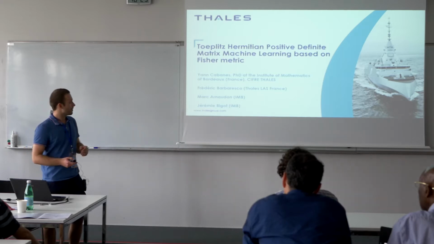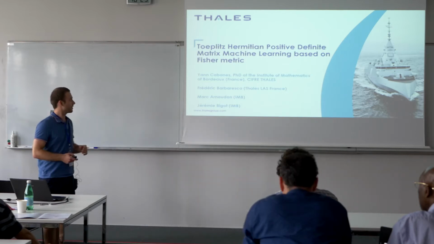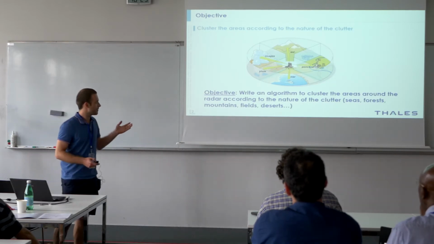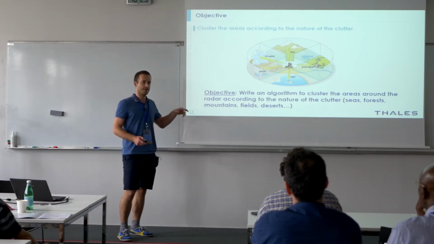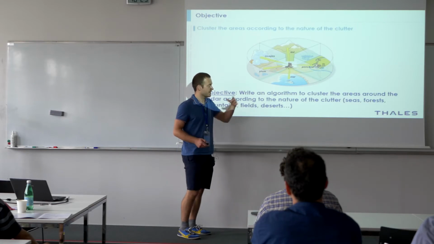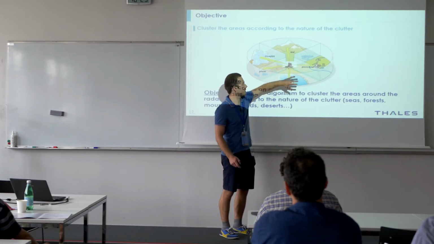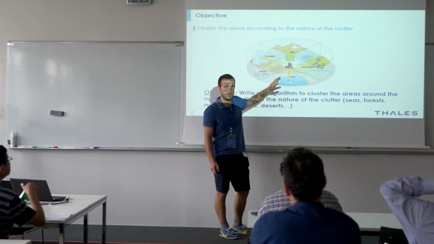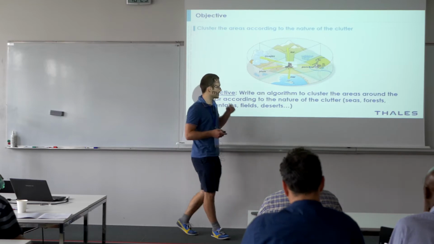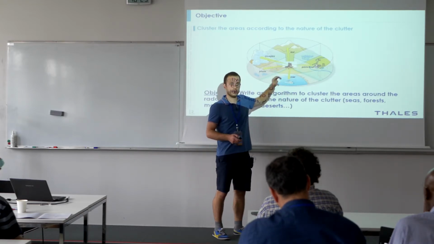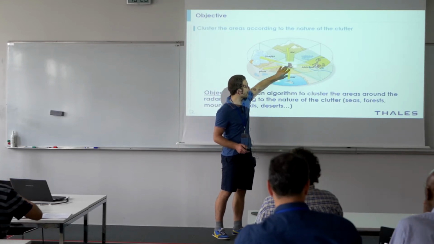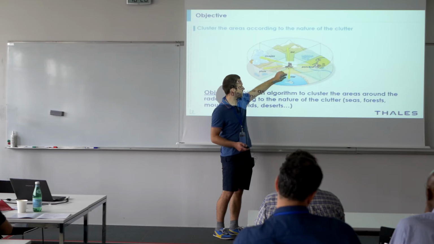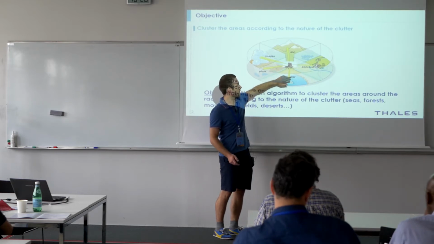So this is my PhD work. I'm in second year. This is what my PhD is about. It's about clustering radar data. So I would like, from the data coming to my radar, to be able to cluster the surroundings of the radar according to the nature of the clutter. To begin with, I just did the clustering in one direction. So for example, if I get the information coming back from this direction, I would hope that my clustering algorithms will give me two clusters, one with sea clutter and one with ground clutter here.